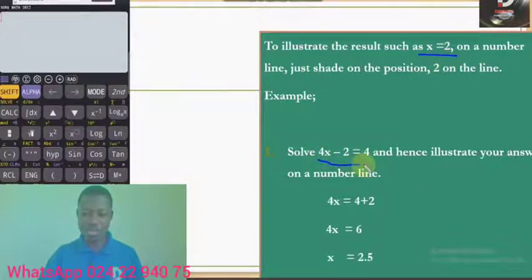Now let's solve this question. So you see, it said what? Solve 4x minus 2 equal to 4. So for objectives, don't waste your time. You type it on the normal screen of the calculator. So let's type it. As you can see your calculator there. Let's go.